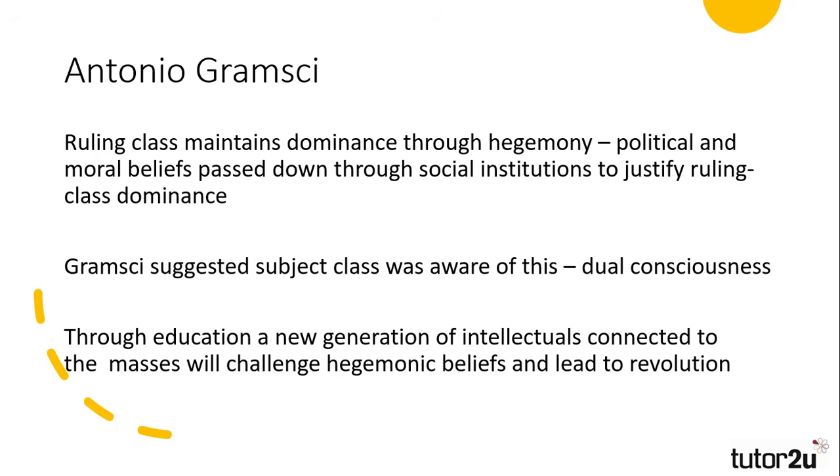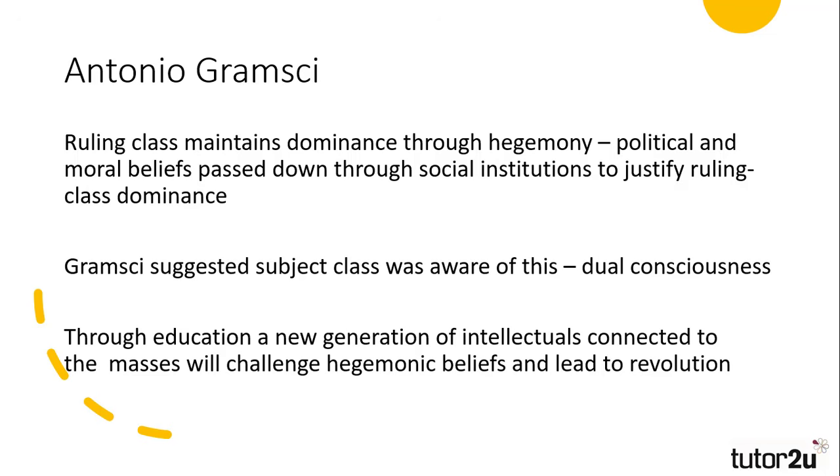Antonio Gramsci built upon Marx's work by suggesting the concept of hegemony. Gramsci suggested that the ruling class maintained its dominance in society through passing on hegemonic ideas through the institutions they controlled. These ideas justified the control that the ruling class had over the subject class. Ideas such as the ruling class were better educated, had more moral fibre, and were paternalistic towards the masses.